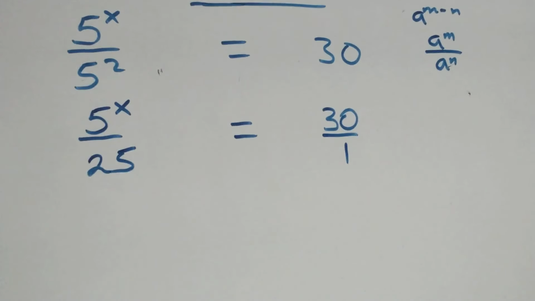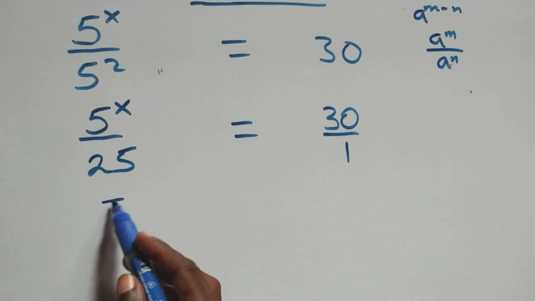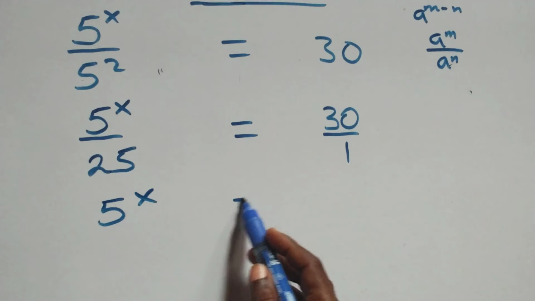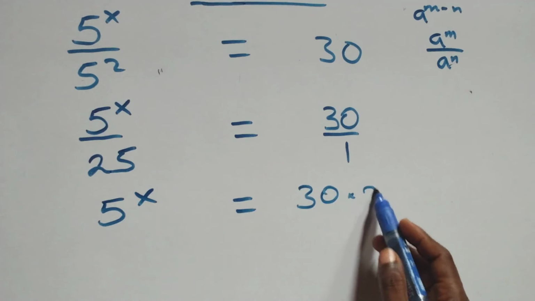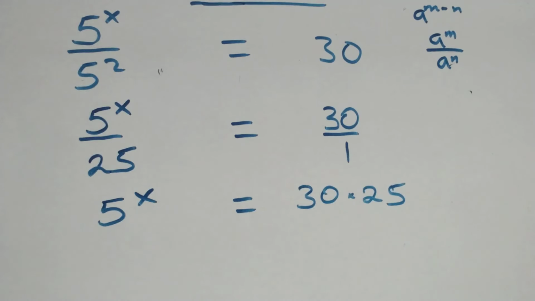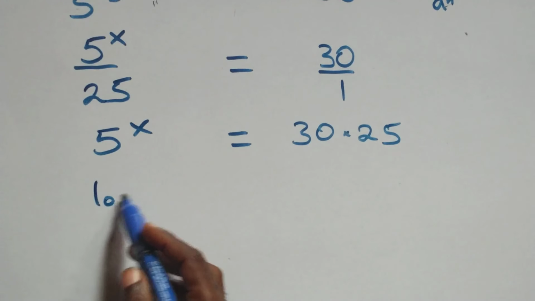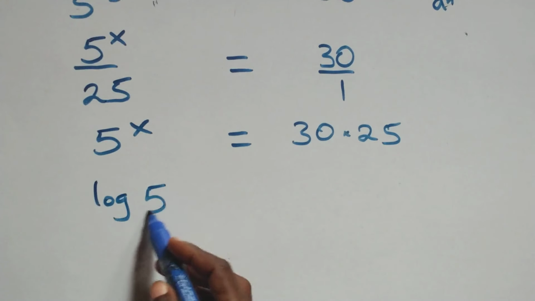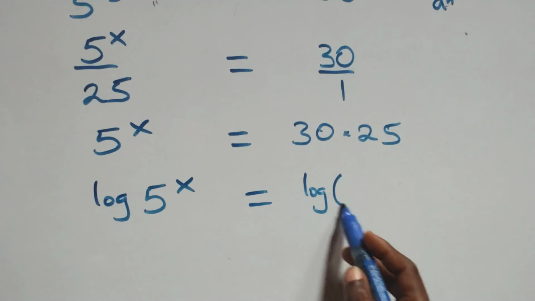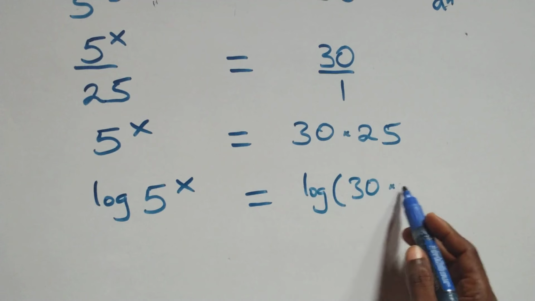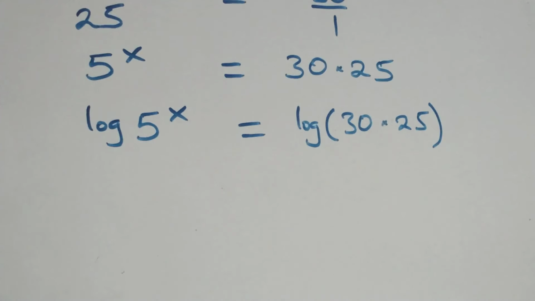The next step here, we cross multiply, that is 5 raised to power x times 1, same thing as 5 raised to power x, equals 30 times 25 here. That is, next step, we take the log on both sides. Here we have log 5 raised to power x equals log 30 times 25. Then from here, we apply the power law of logarithm.